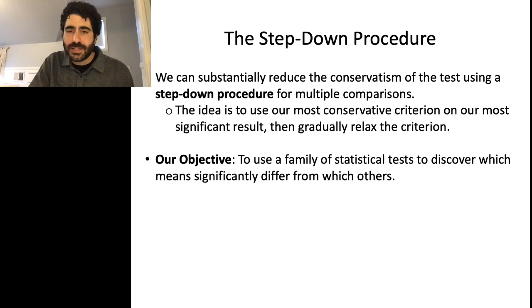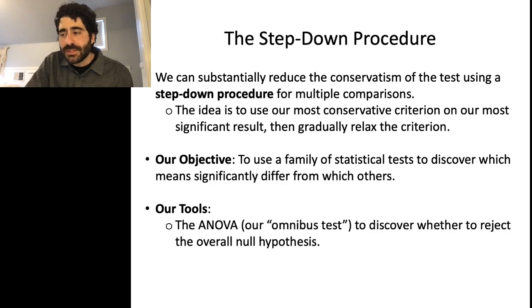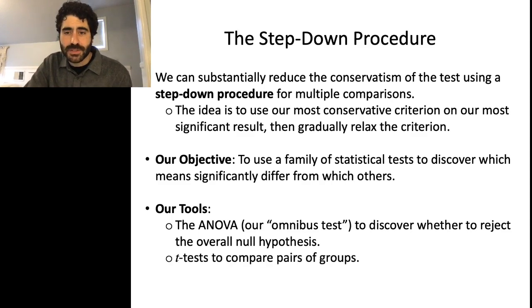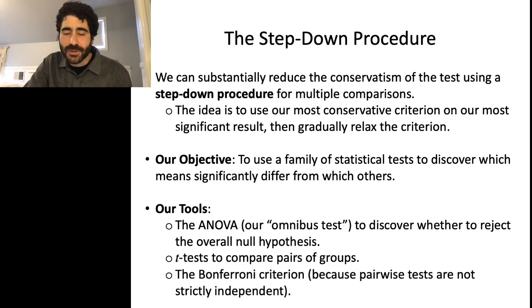So I'm going to show how to apply this procedure for ANOVA results. The idea here is that we have some ANOVA test where we are trying to figure out whether there's some relationship between group labels and some outcome. But then what we want to do is figure out which of these groups is actually driving this result. So in addition to an ANOVA, we're also going to use some t-tests, and we're going to make use of this Bonferroni correction with this step-down procedure.